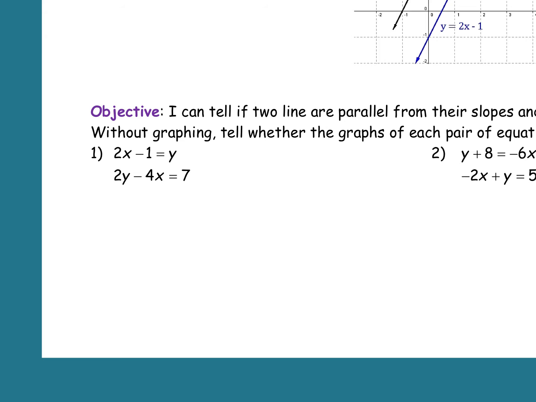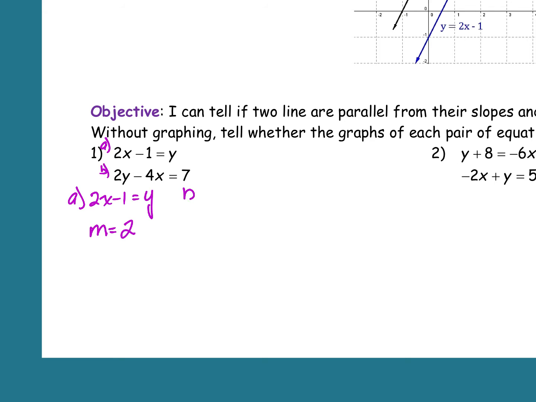Okay? So I'm going to just label my lines line A and line B, because then I kind of keep them straight a little bit. So line A, I'm going to come down, it says 2x minus 1 equals y. Is the y by itself? Yep. So it's in slope-intercept form. So what's my slope? 2. Slope is always with the x, right?